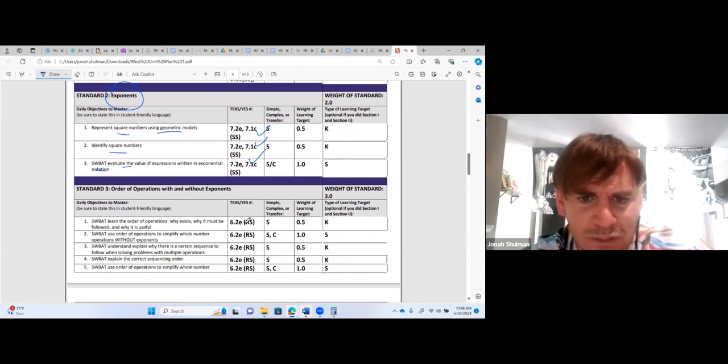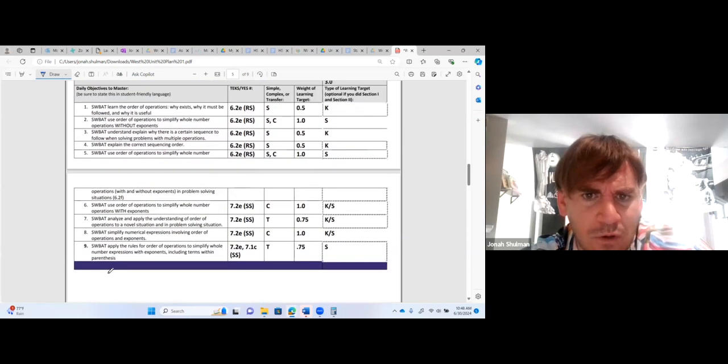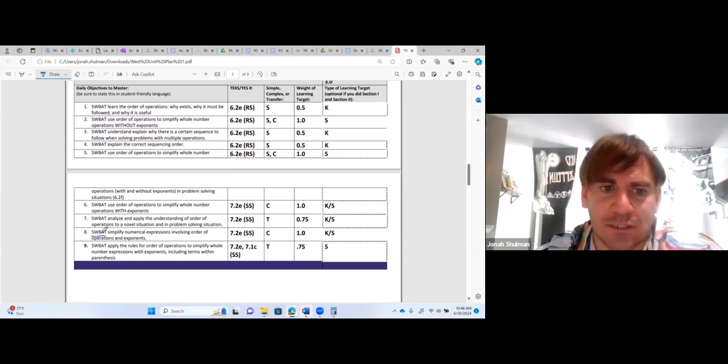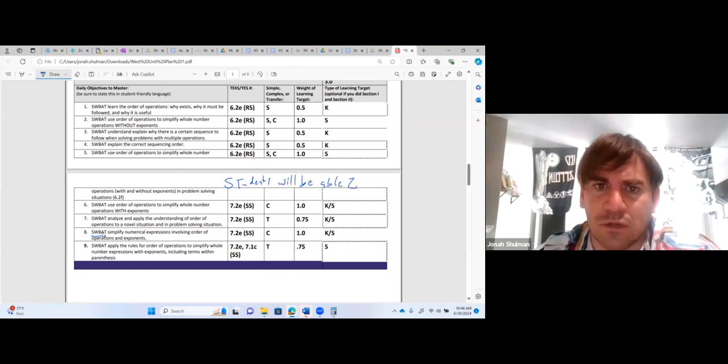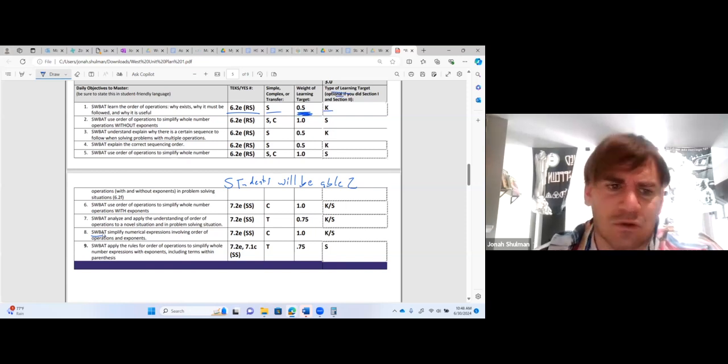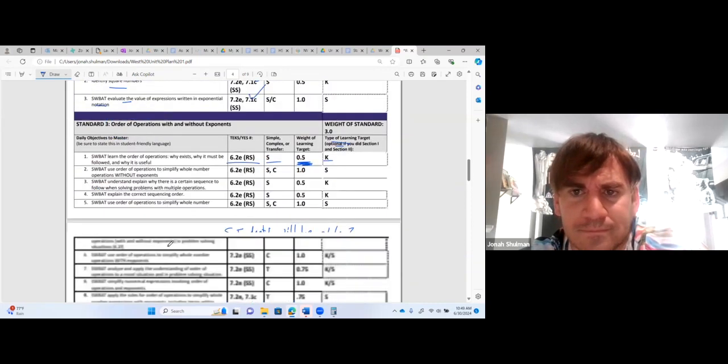Operations with and without expression. So this is just one standard, and they're spending 4 days on this, which is great. So why it exists, why it must be followed. Okay, and then they're doing this whole thing into different pieces. And this SWBAT, that just means students will be able to. And they've got the standard, they've got is it simple, complex, or transfer skills. They're saying how strong it is and what type of learning target. So that's what all that stands for.